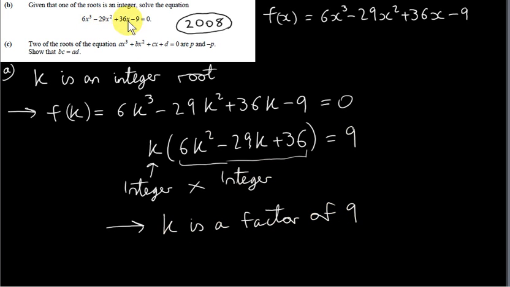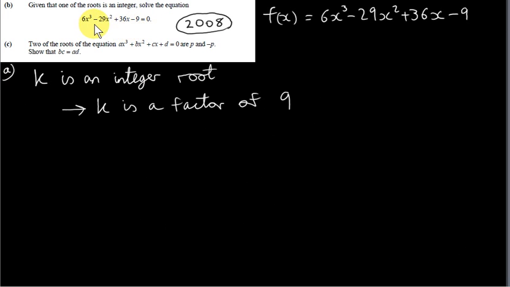So we're looking for roots of this equation here. And now we know that one of those roots is an integer, which is also a factor of 9. So that means that k could either be minus 3, minus 1, plus 1, plus 3. It could also be minus 9 or plus 9, because all of these integers are factors of 9. They all divide evenly into 9. So we can test out each of these in our equation to see if we get 0.